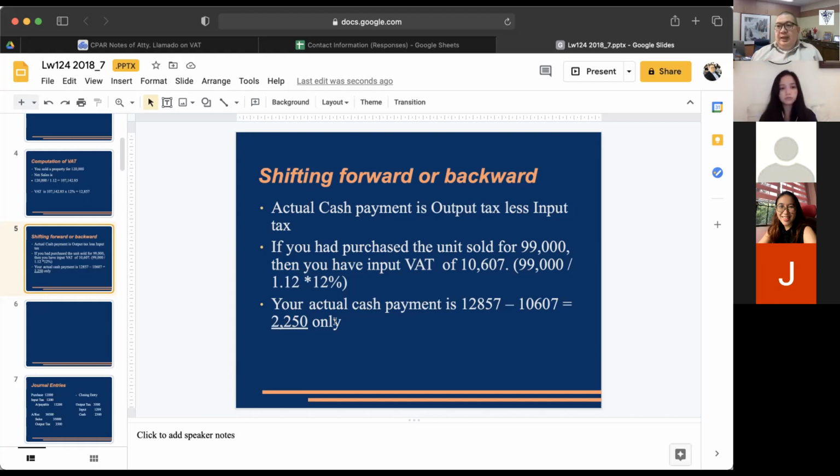VAT is indirect tax that some people feel is unfair because the burden will always be passed to the ultimate consumer, to the final consumer. So businesses can always deduct input and output, but they don't charge 2,250. They charge 12,857 for the VAT. That's how they earn extra money.